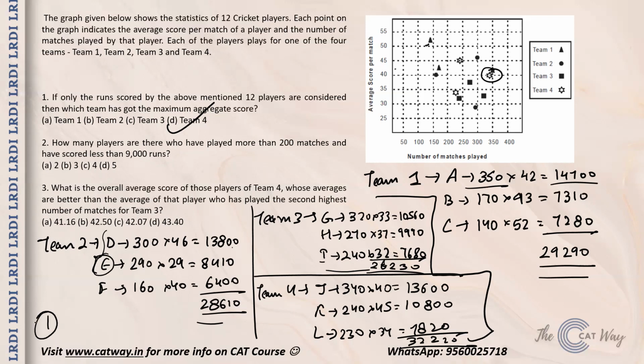In team 3 we have all three of them, and out of them I is the one who has not scored 9,000 runs. So we have one player from team 3 as well. From team 4 we have all the three players who have played more than 200, but there is one person who has not scored more than 9,000 runs. So in total we have 3 players. That means the correct answer is option number B.